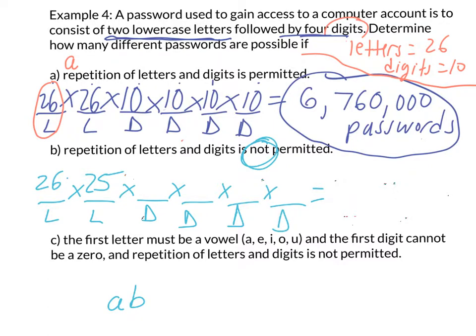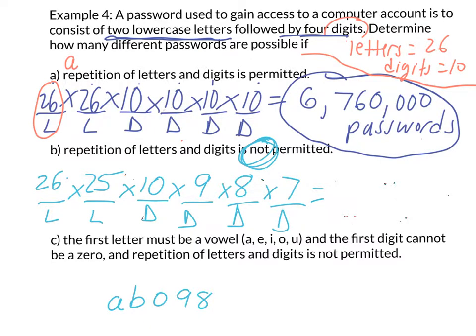Now for digits, I have 10 total digits to choose from, 0 through 9. Let's pretend I choose 0. Since I'm not allowed to repeat digits either, after I pick one of those 10, I'm down to 9 choices to choose from. Let's pretend I chose the number 9. Then I'm down to 1 through 8, so I'm down to 8 total options. Let's pretend I chose the number 8. Then I'm down to 1 through 7, so then I'm down to 7 options.